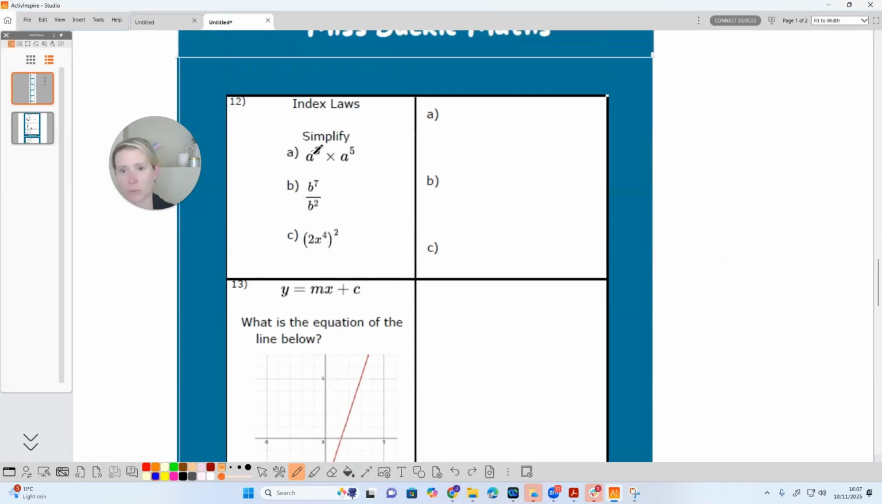Okay, when we're doing index laws, we're adding those powers. a cubed times a to the power 5 makes a to the power 8. We're dividing here, we subtract the powers, makes b to the power 5. And here, 2x to the power 4 squared. The most common answer people write here is 2x to the power of 8, but we have to remember that the 2 is also being squared. So we have 4x to the 8.